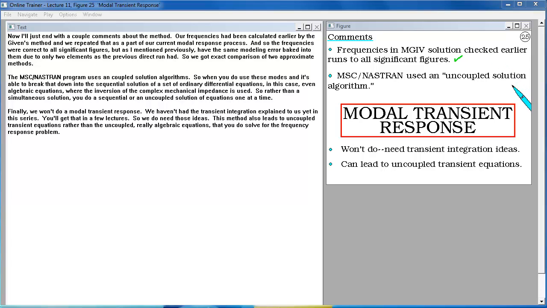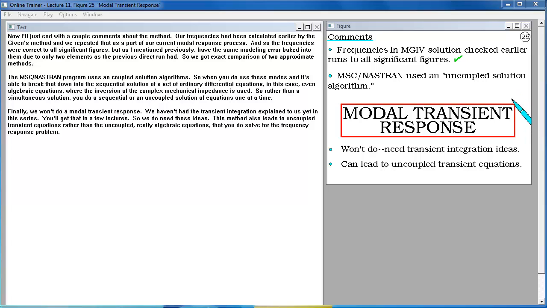The MSC Nastran program uses an uncoupled solution algorithm. So when you do use these modes, it's able to break that down into the sequential solution of a set of ordinary differential equations, in this case even algebraic equations, where the inversion of the complex mechanical impedance is used. So rather than a simultaneous solution, you do a sequential or an uncoupled solution of equations one at a time.